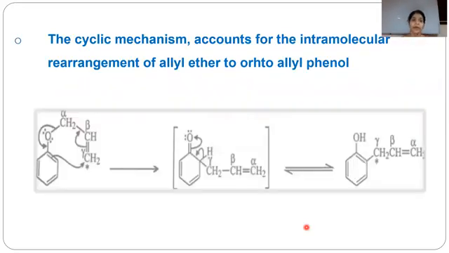This is the mechanism. The cyclic mechanism accounts for the intramolecular rearrangement of allyl ether to ortho-allyl phenol. This cyclic transition state is formed, and after that it is converted into ortho-allyl phenol.